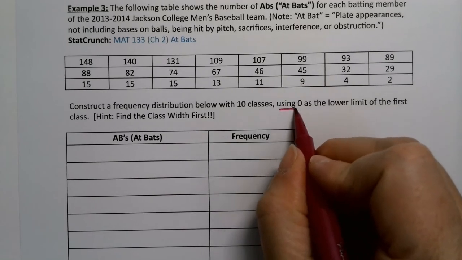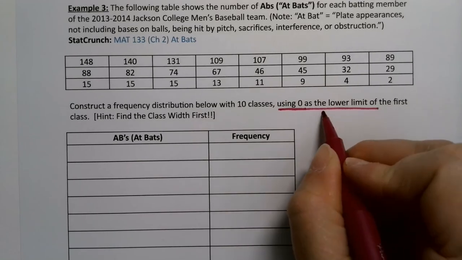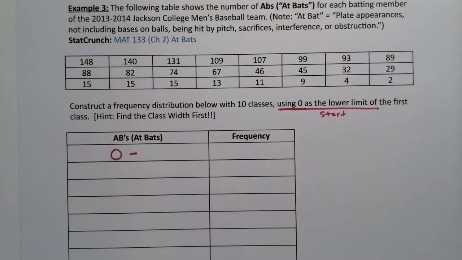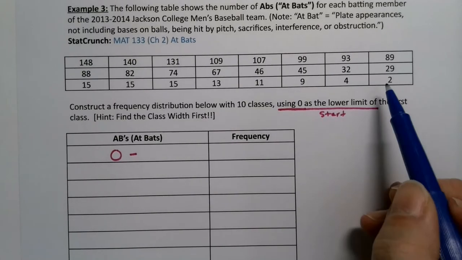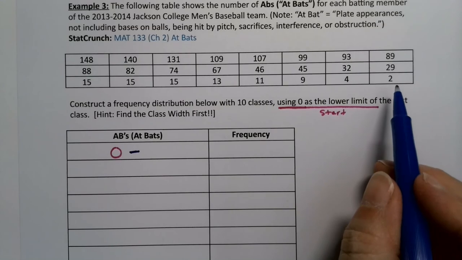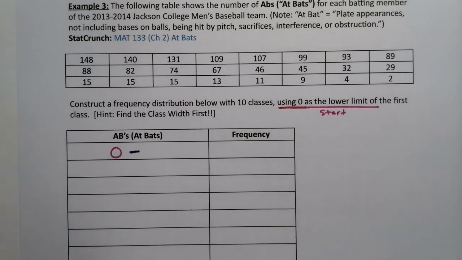Okay, so I already took out part of it because I tell you right there, I want you to start at 0. Boom. I know that I'm going to start at 0 because it told me to. If it didn't tell me to, I would have probably started at 2 because 2 is the lowest value in the data set. All right, now I'm going to have to find the class width in order to figure everything out.